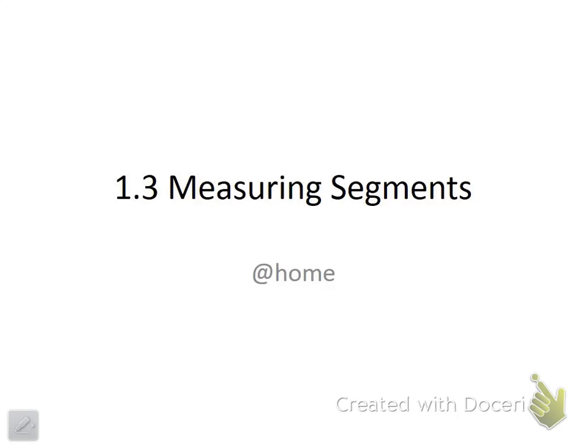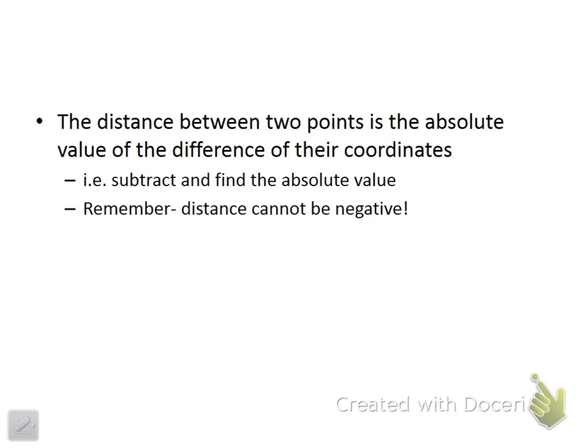Alright, so this one we're going to be measuring segments. Again, segments are things like A, B here, that don't continue. So we're going to be measuring this line here. The distance between 2 points is the absolute value of the distance of their coordinates. So we're going to subtract and find the absolute value. A distance is never negative. If I'm going from here to Taco Bell, it's not negative 2 miles, it's always positive. So just remember, if you get a negative answer, you probably did something wrong.